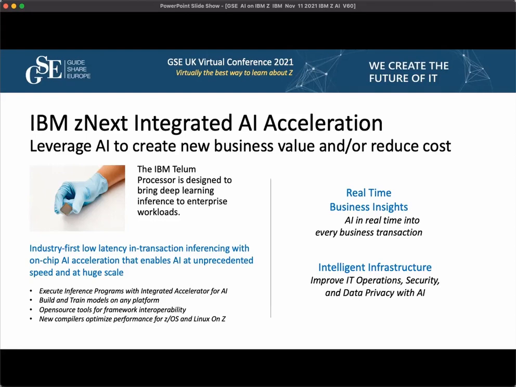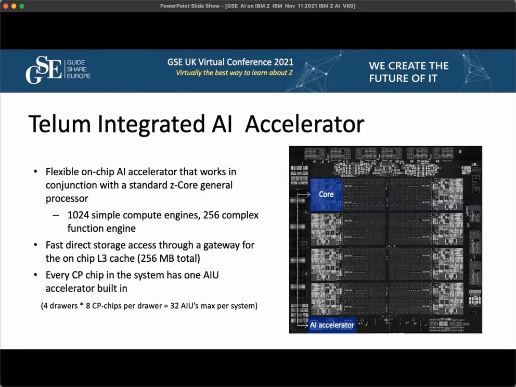In addition, we wanted not only to design this accelerator to meet your needs today, but also to anticipate your future needs, so that it would allow you to scale and embed AI in every transaction, not only today, but also in the future. And just a little bit more detail here about the accelerator.